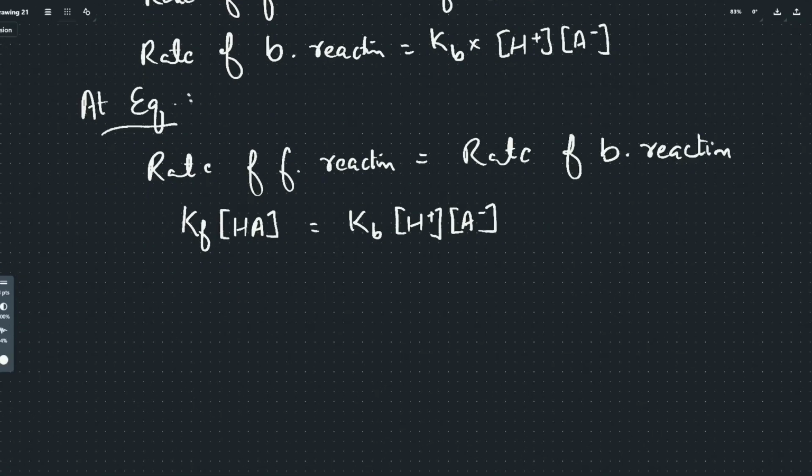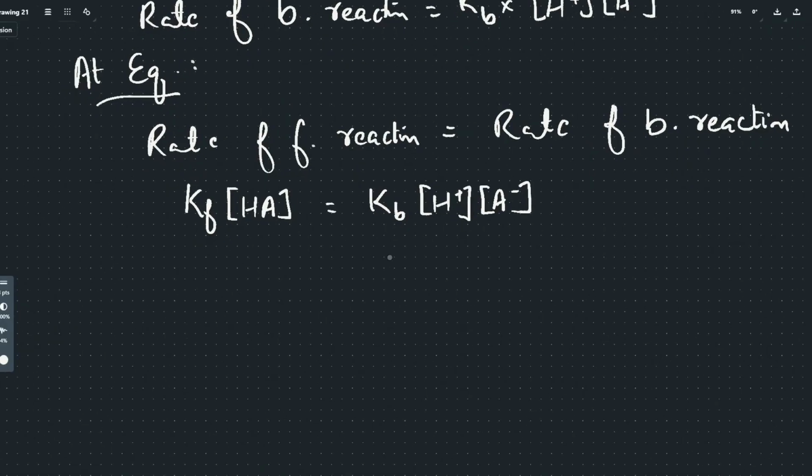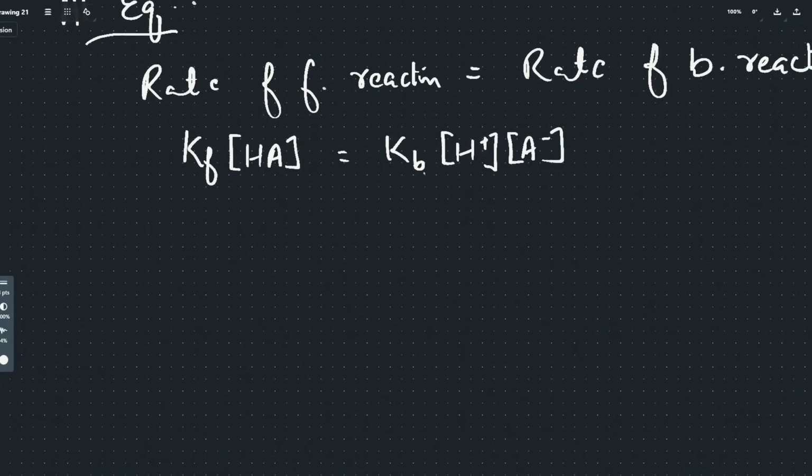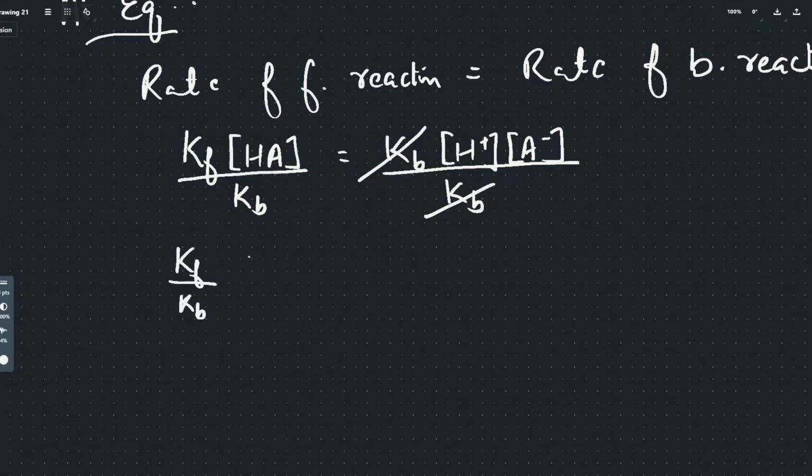Now actually we can do something here, we can divide this by kb on both sides. We can do it in maths, you know. We can divide by kb on both sides like this. These two will cancel out, and then we can write it like this: kf over kb into HA. I hope you are not confused.